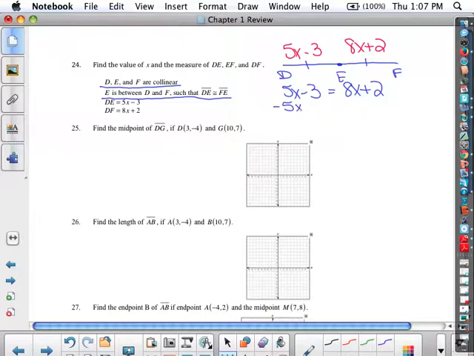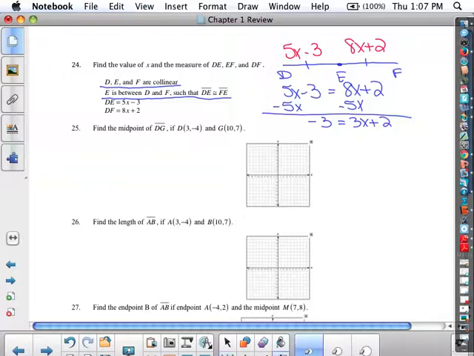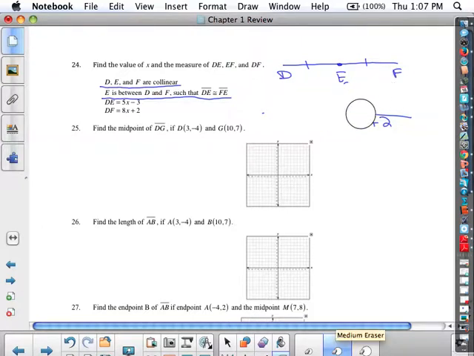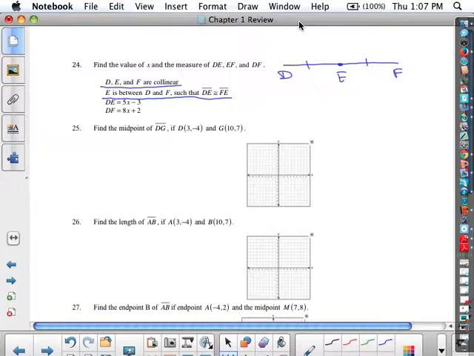Subtract the 5x from both sides. Minus 3 is equal to 3x plus 2. I must have an error on this one. What did I do? Oh no, I labeled it incorrectly. Oh, I have to start over. Look at that. See, if something like that happens and you're going to get a negative number, you should quickly say something's wrong. And I realized something was wrong, and it's because I mislabeled my picture. I assumed something that was wrong. So let's relabel the picture and start all over again.